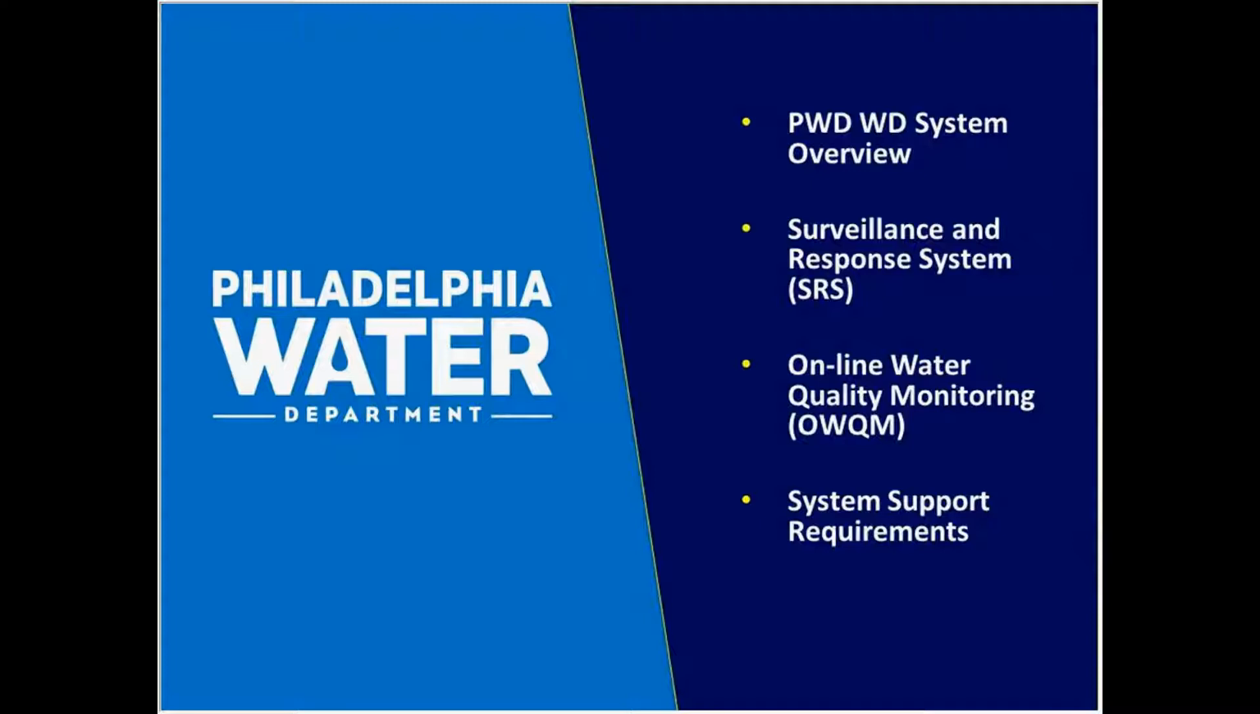So these 4 areas that we're going to briefly cover are an overview of our system, how we incorporated online water quality monitoring into surveillance and response, go through a little bit about our level of effort for online water quality monitoring, our instruments, the station design, and so forth. And we're going to wrap up with some of the support requirements that we had to implement in order to operate our system.